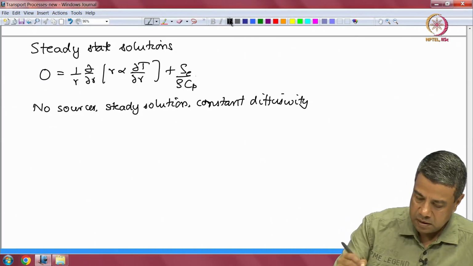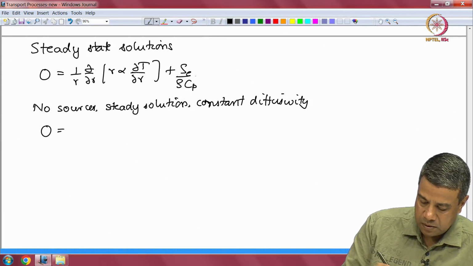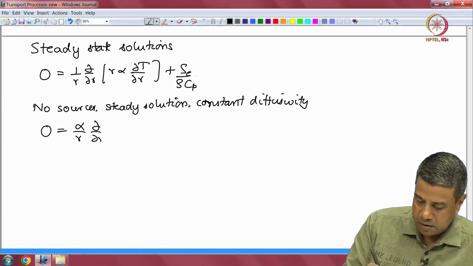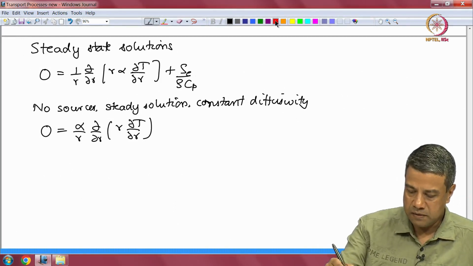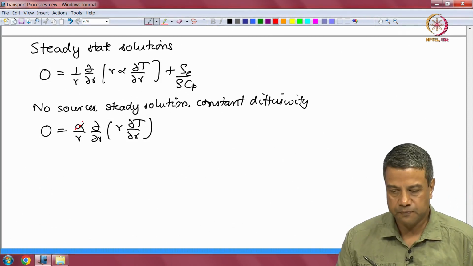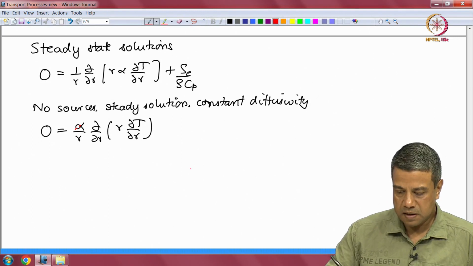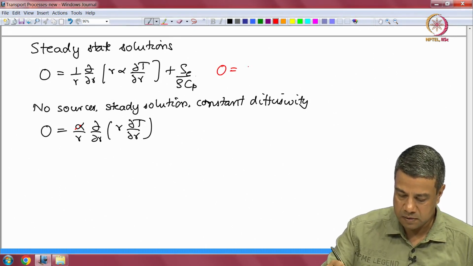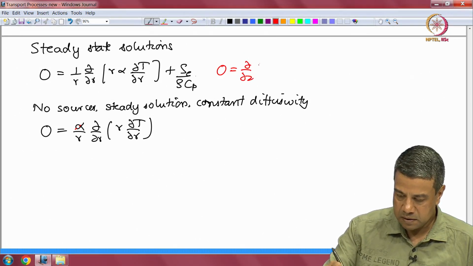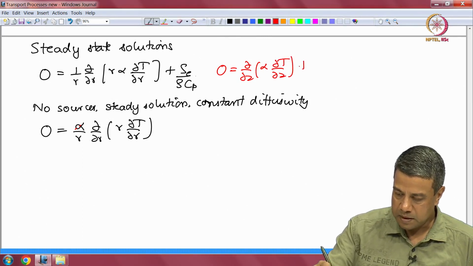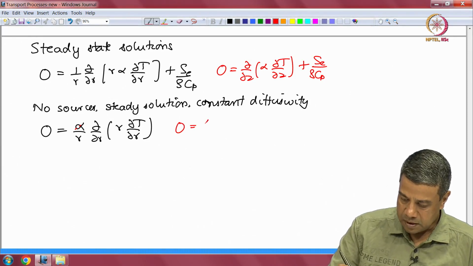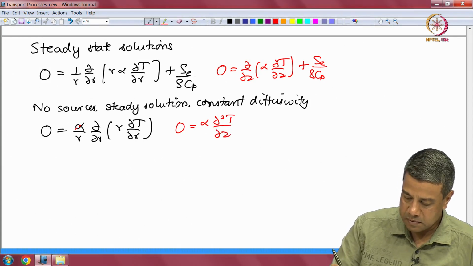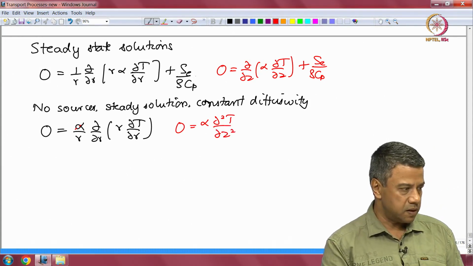Then this is of the form 0 is equal to alpha by r d by dr of r partial t by partial r. And in general you can divide throughout by alpha, so you just get 1 over r. So, this contrasts with the Cartesian case, 0 is equal to partial by partial z of alpha partial t by partial z plus S e by rho Cp. Or 0 is equal to alpha partial square t by partial z square, for constant diffusivity and no source. So, these are the equations.